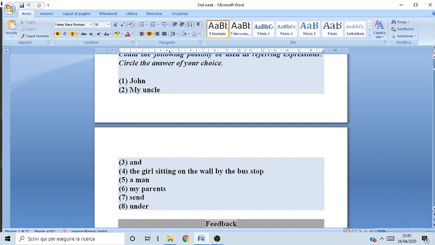So we can say that number 1, John, number 2, my uncle, number 4, the girl sitting on the wall by the bus stop, number 5, a man, number 6, my parents, can all technically be used as referring expressions because they could have a referent in the real world.